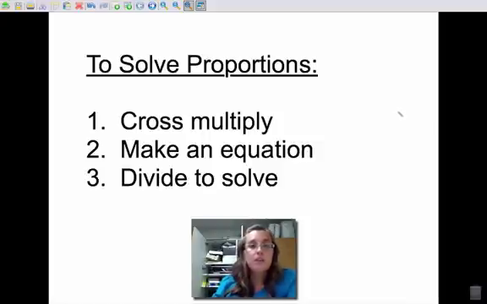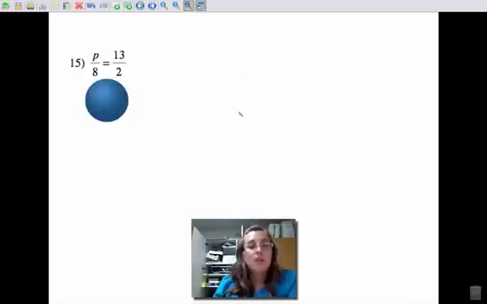Okay, so the very first thing that I want you to do for solving proportions is copy down these notes in your notebook. So go ahead and pause the video right now and get these written down. Now I'm going to show you how to solve a proportion using those 3 steps.